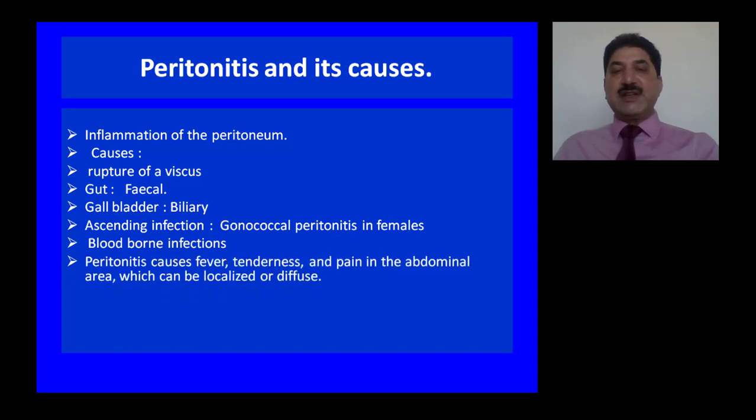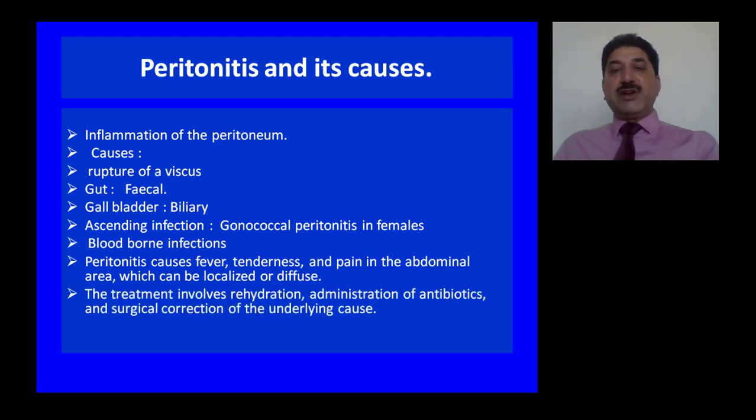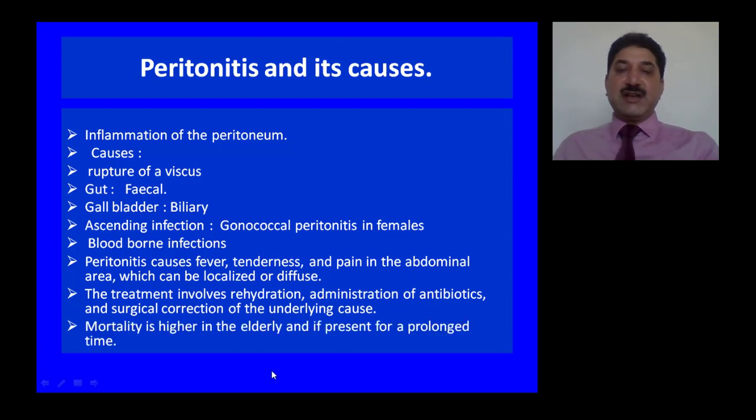Peritonitis causes fever, tenderness, and pain in the abdominal area, which can be localized or diffuse. As already said, generalized peritonitis is equivalent to 100% burns. So, if left untreated, a patient with generalized peritonitis may die. Mortality is higher in elderly and if present for a prolonged time.